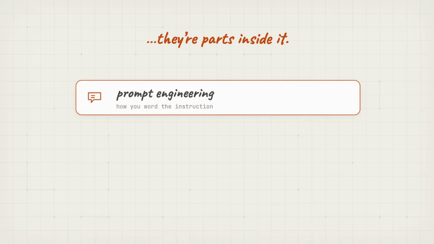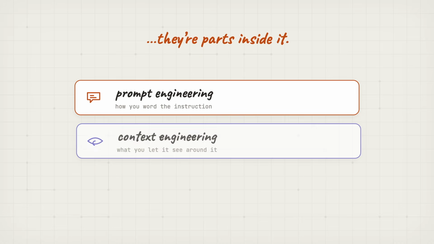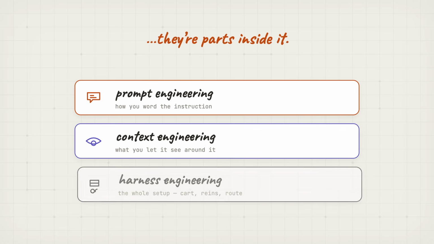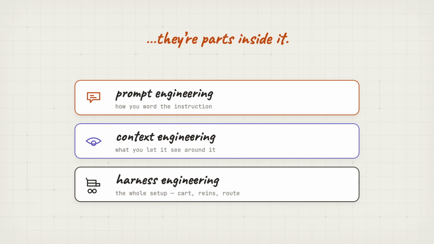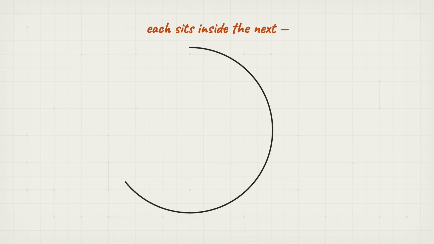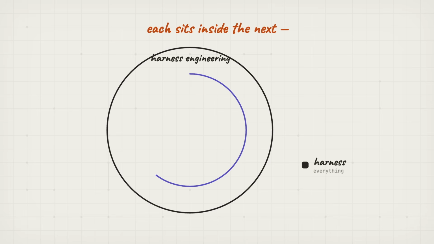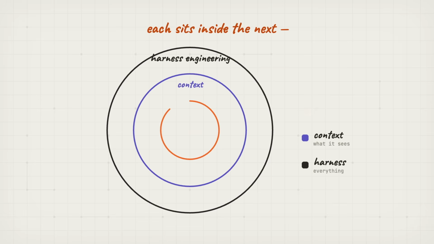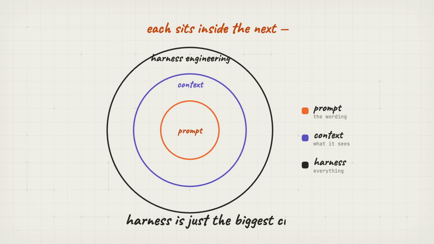Let me explain it with the same horse. Prompt engineering is basically how you word your instruction to the horse. Context engineering is about what you allow the horse to see around it. And harness engineering is the whole complete setup: the cart, the reins, the route, everything together. So each one is sitting inside the next bigger one. That means harness engineering is not some brand new thing that came and replaced everything. It is simply the biggest circle that holds the other two inside it.